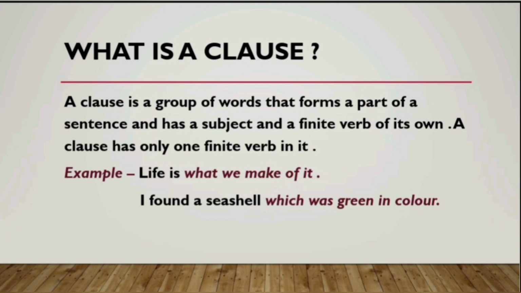The next example is, I found a seashell which was green in color. If you look at this sentence, you will observe that there is an antecedent, that is seashell, which is singular. So the verb would be was. If the antecedent would be seashells, the sentence would sound like, I found seashells which were green in color. So the clause would look like that.